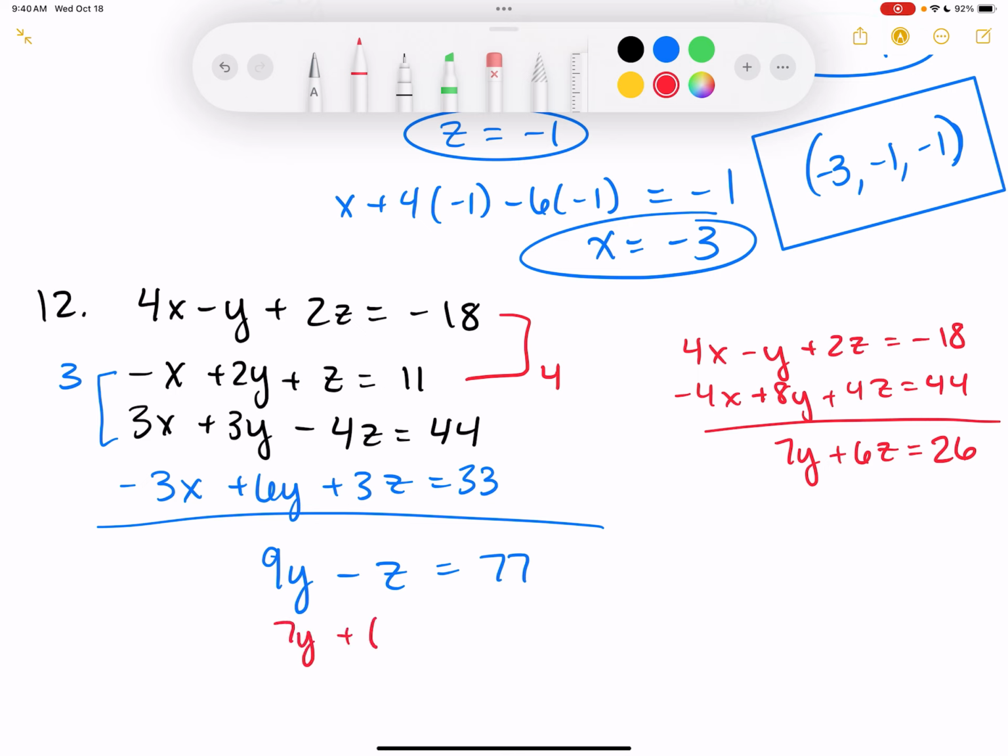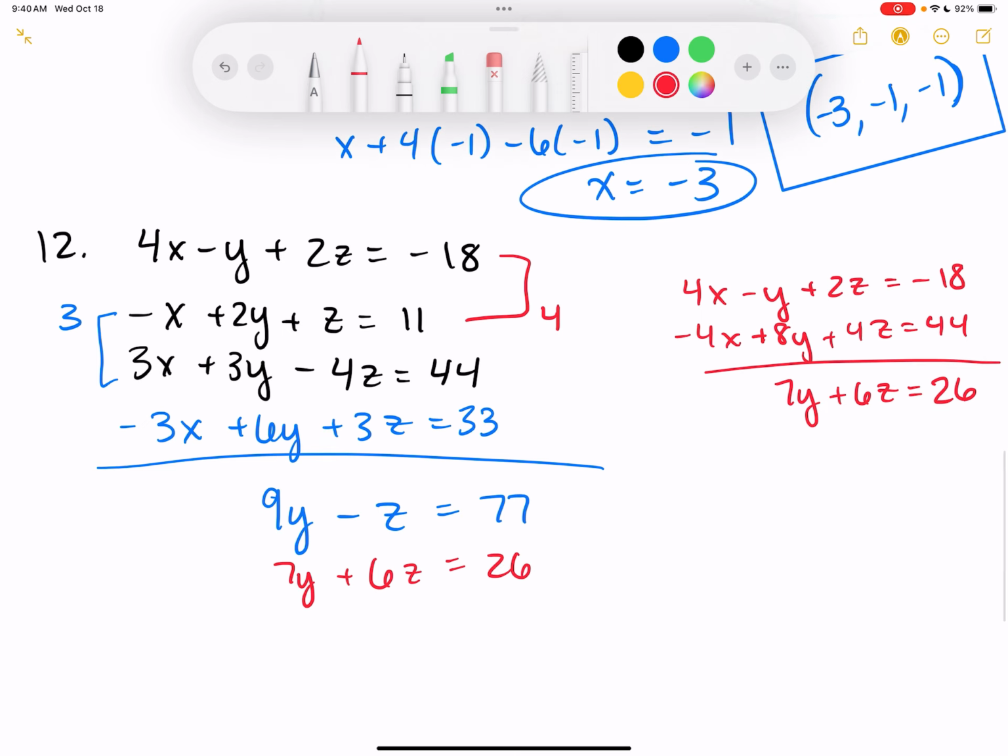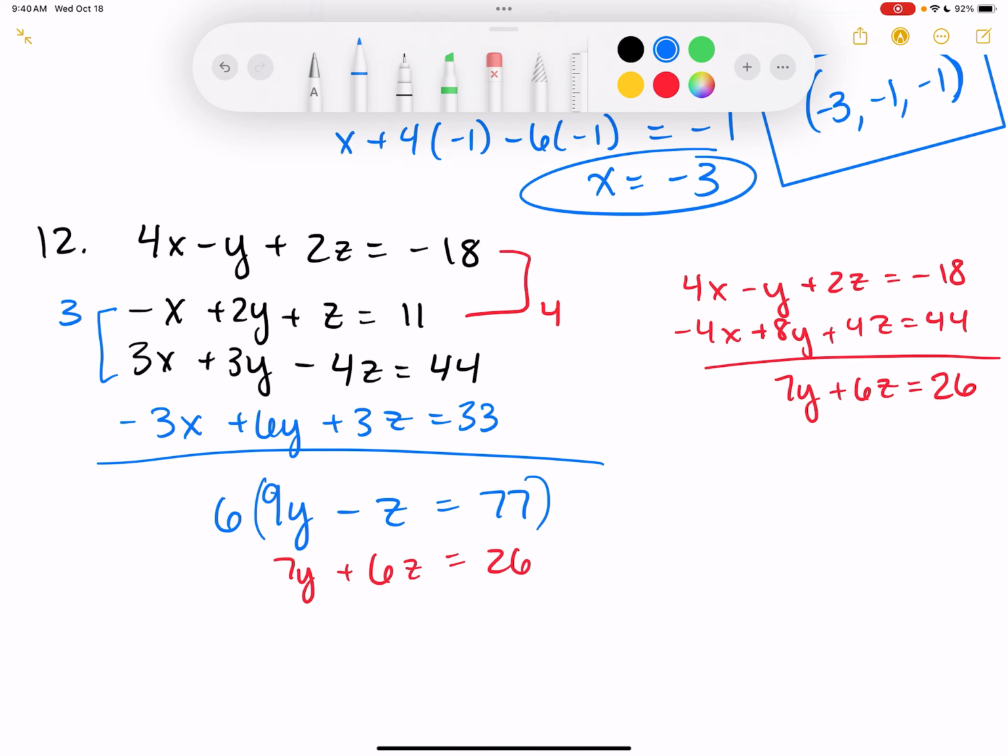So now I'm putting those two together. So nothing immediately cancels, so what do I need to do now? Multiply the top by 6. Oh, that's so annoying. There you go. Multiply the top by 6. So then that's going to give me, what's that, 54y minus 6z is equal to, I'm just going to have to do that over here.